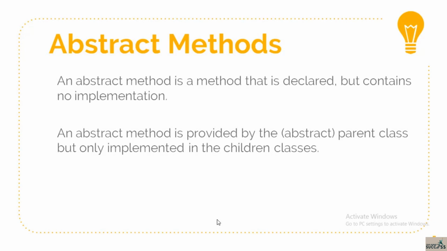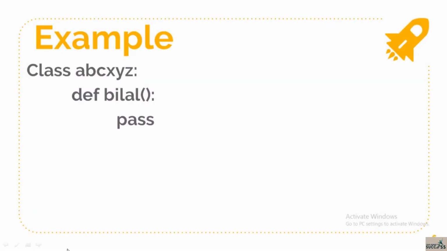Now what are abstract methods? An abstract method is a method that is declared but contains no implementation. An abstract method is provided by the parent class, or you can say abstract class, but not implemented in the children classes. So you can see that we now have a class abcxyz, and it contains one method which is unimplemented because this method is empty and is doing nothing. So we can call this method an abstract method.